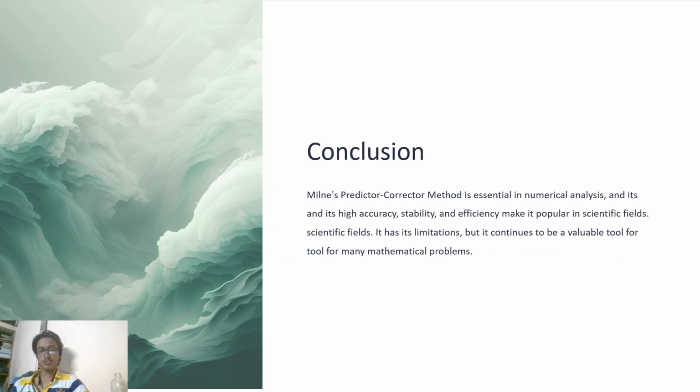So the conclusion: what all did we learn? We learned about the pros and cons of Milne's predictor-corrector method, and we learned about its applications in science, and then some practical examples, and also why it is named the predictor-corrector method. What's written here is that Milne's predictor-corrector method is essentially numerical analysis, and its high accuracy, stability, and efficiency make it popular in scientific fields.